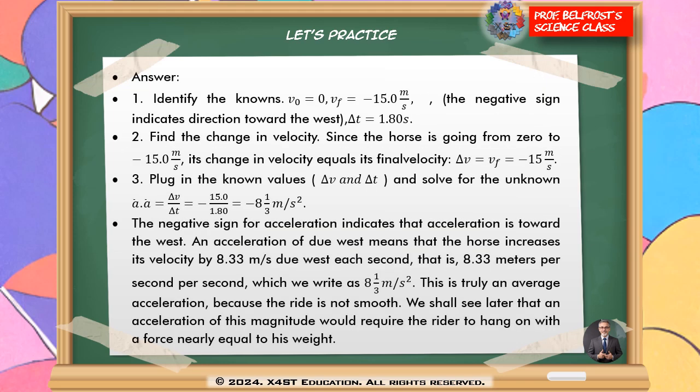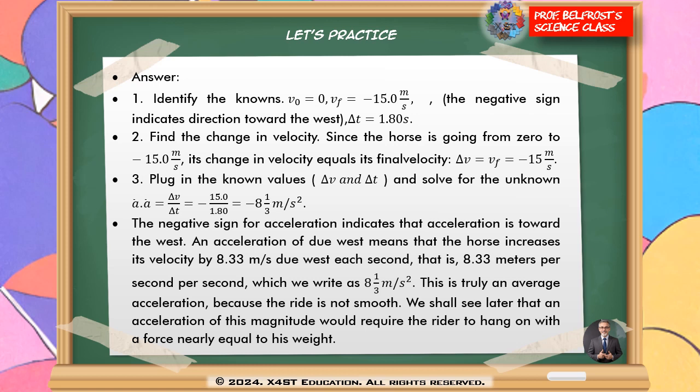First we identify the knowns and then find the change in velocity, and then we just need to plug in all the known values, the delta v and the delta t, to get a. So a equals 8.3 meters per second squared.